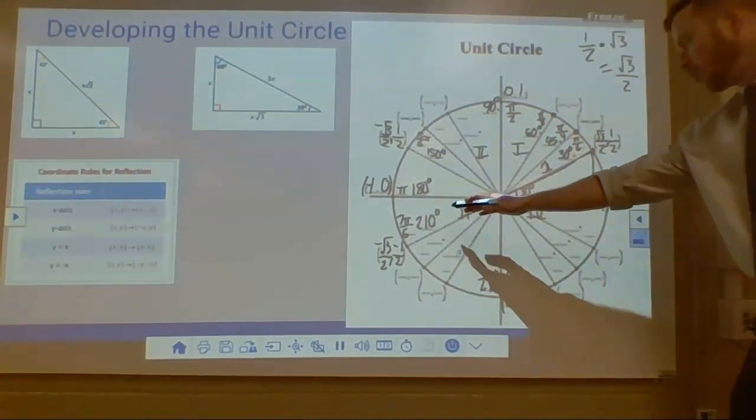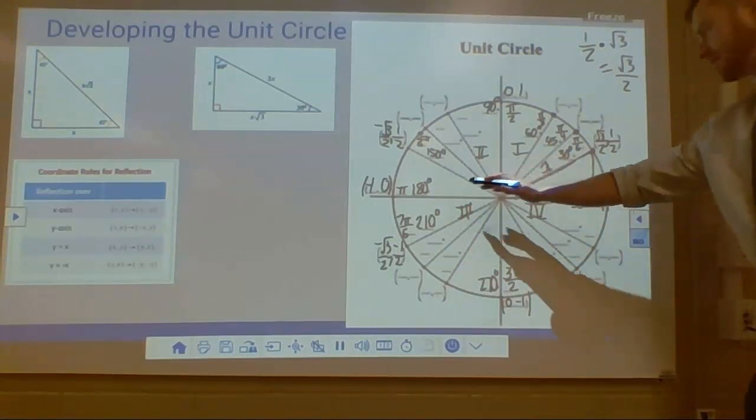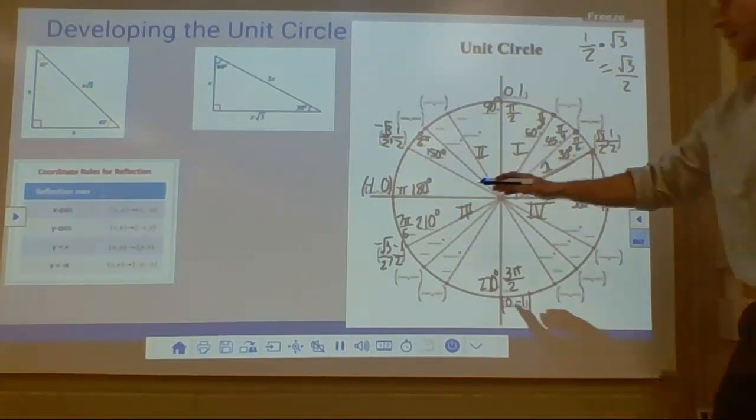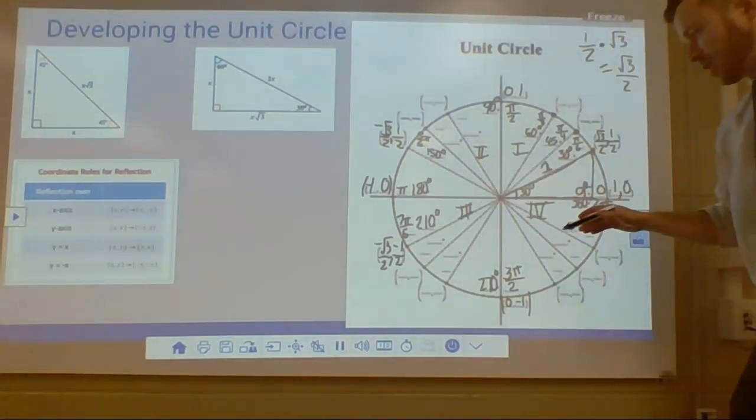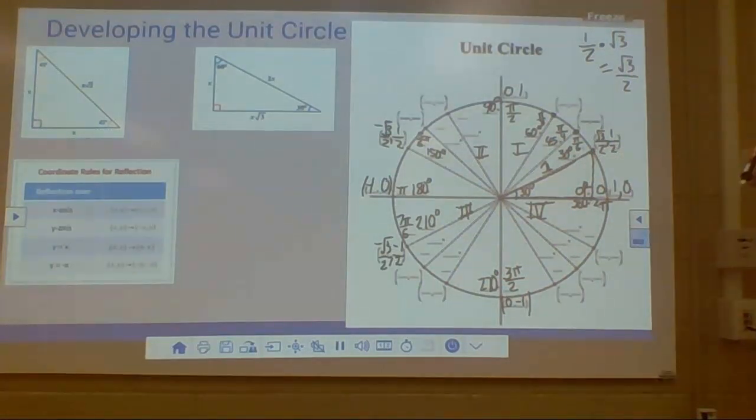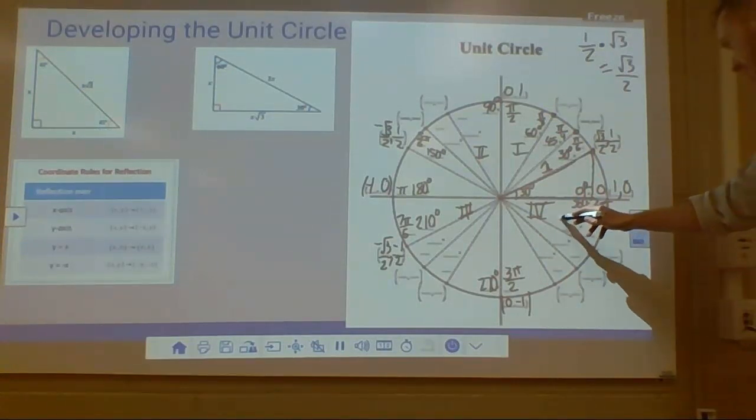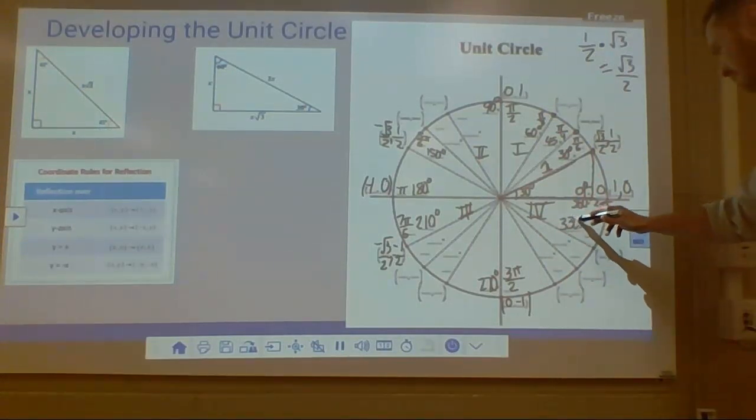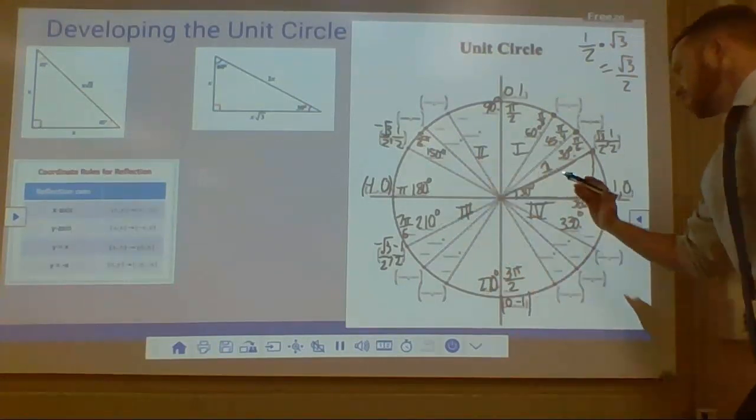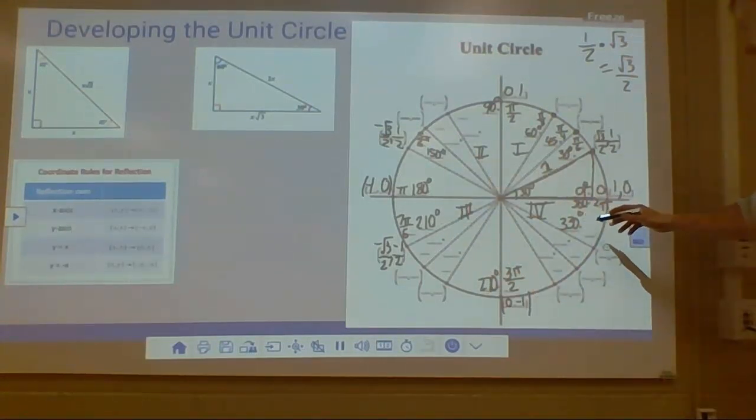I'm going to do one more reflection across the y-axis. Reflect this across the y-axis. That's going to make the x value change signs again, isn't it? Okay, so that's going to give us this 330 degree angle. Reflected across the y-axis, 330 degree angle. So that's going to give us 11 pi over 6. That's going to be its measure in radians, 11 pi over 6.